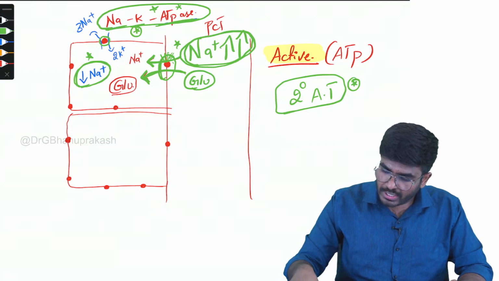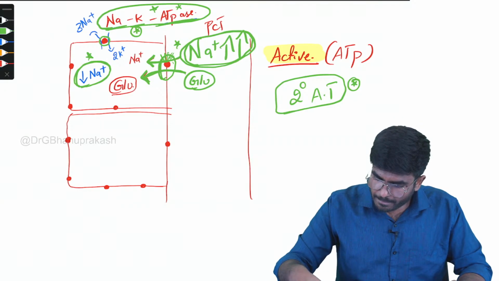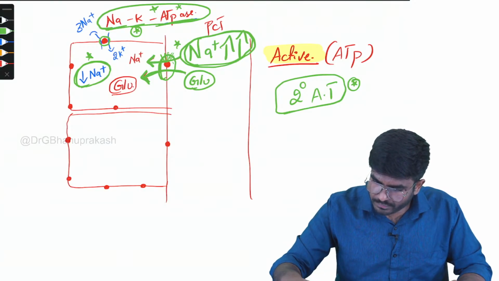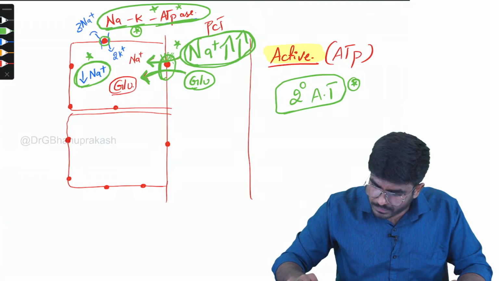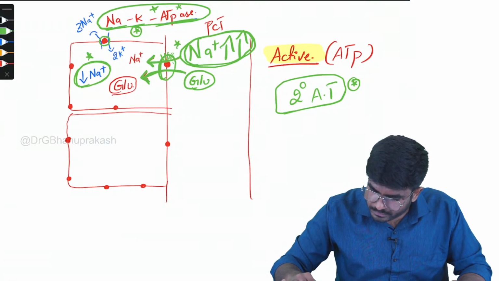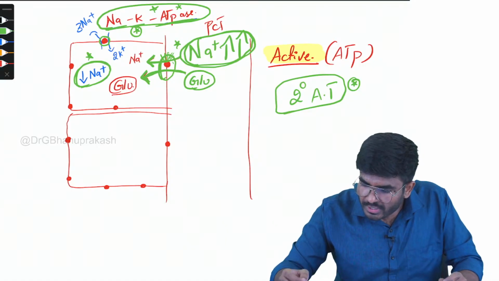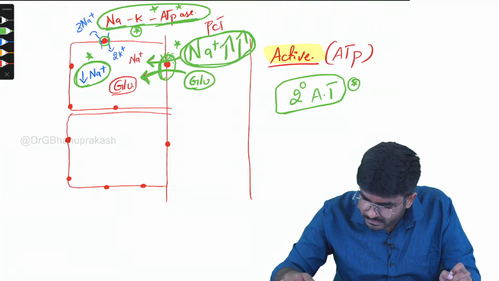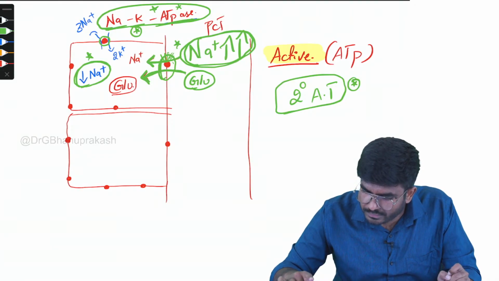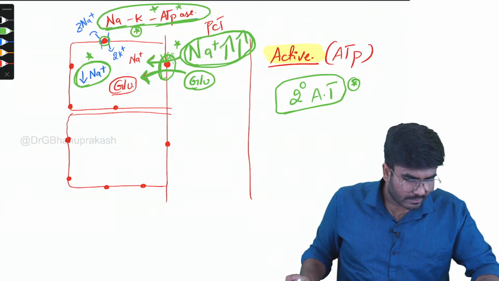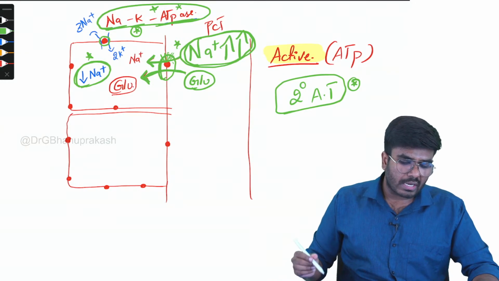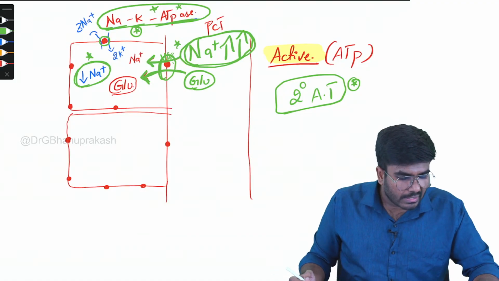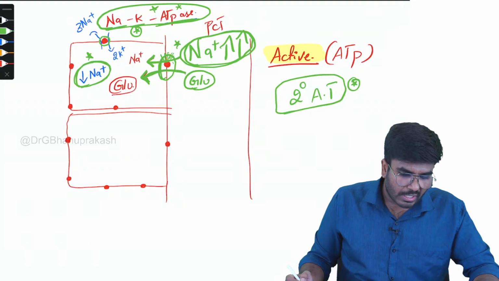Okay, if you have any doubts, you can ask me. I'm just checking out your comments. If you have any doubts, you can ask me, guys. It's an indirect energy involvement. So sodium-glucose reabsorption and sodium-amino acid reabsorption are examples of secondary active transport.